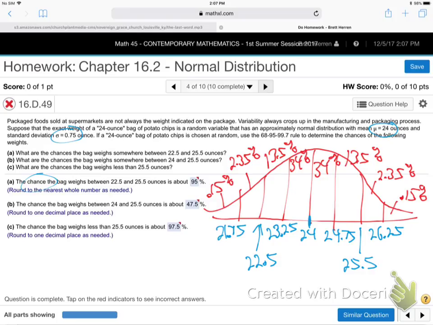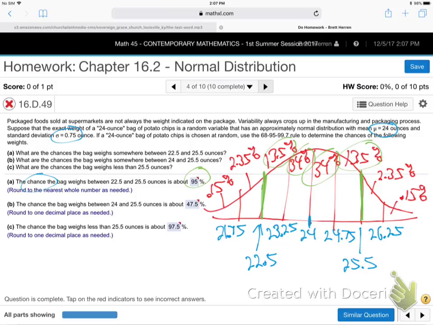Just making sense. So 22.5, fill in that line right here, and 25.5, that line right there. So we're talking about this and this. Just add them up. Does that make sense? Add those up, and it comes out 95%. That good? All right, how about question B?